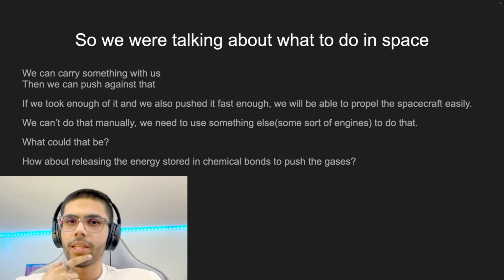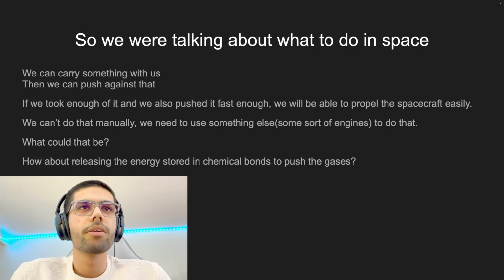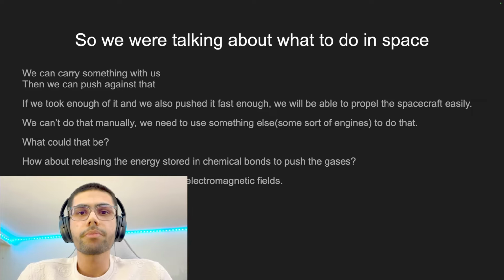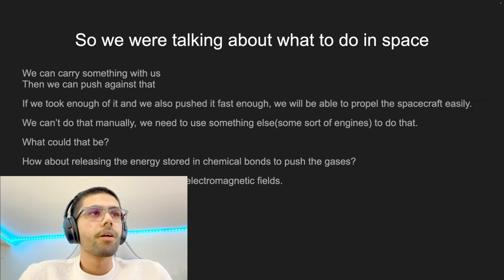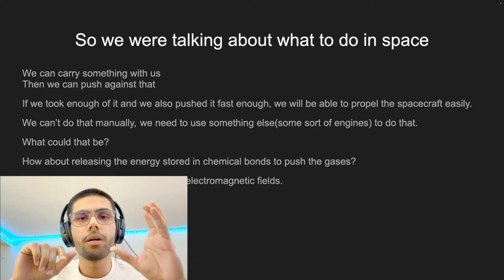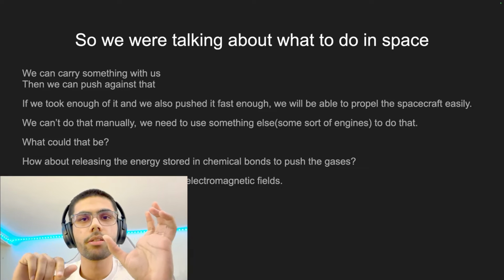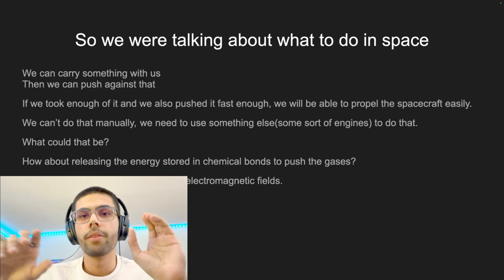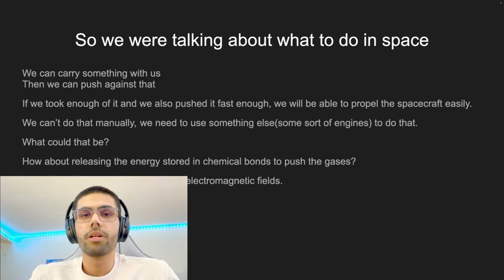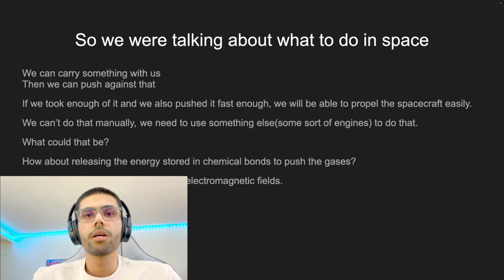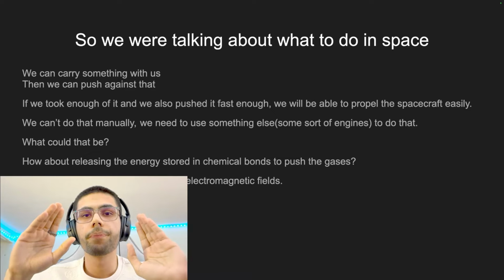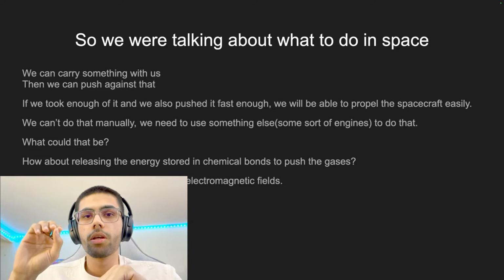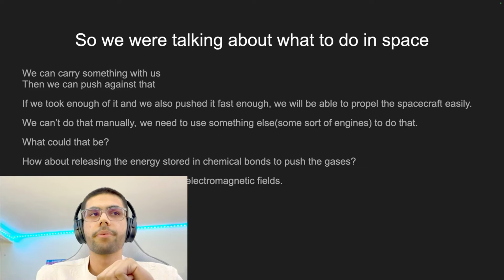So the first thought that came to my mind is, what about utilizing the energy stored in the chemical bonds? Now, if you react certain reactants that are not very stable, but the products that they create are very stable, then you're going to see a release of energy, and that energy is going to be converted into the kinetic energy of the gases. So you can basically push those gases really fast.